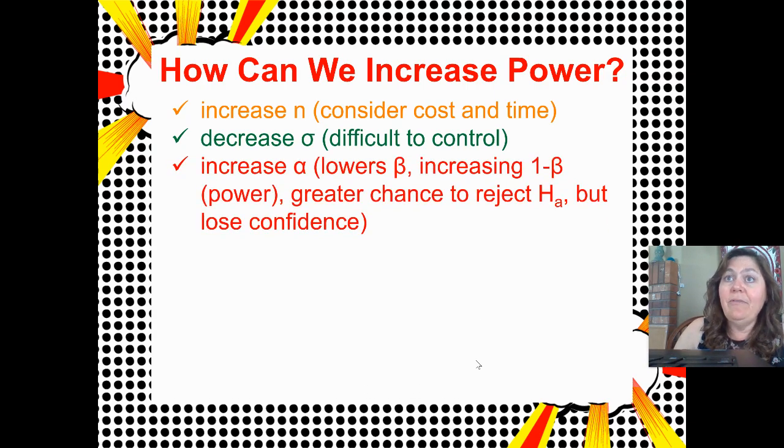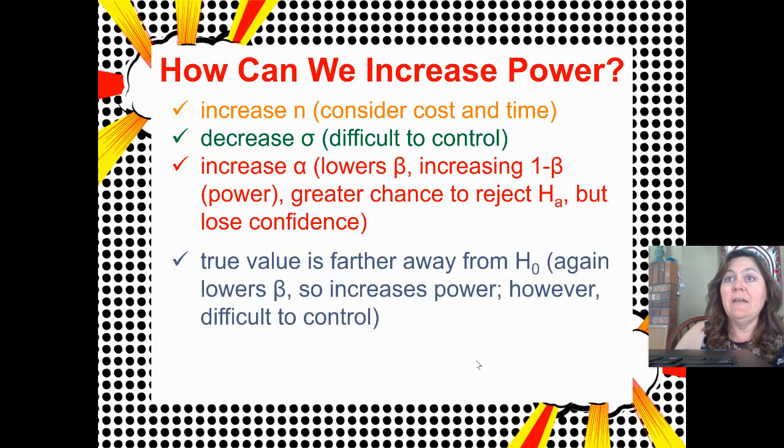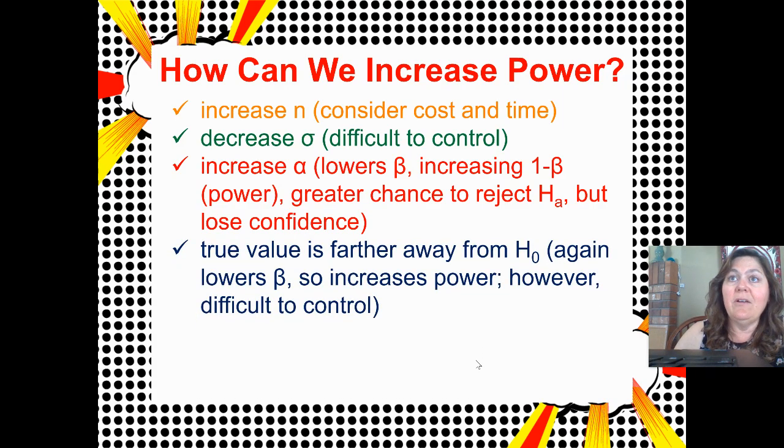We could also increase alpha, because if alpha increases, remember that will lower the beta. So that beta gets smaller, and then if beta is smaller, then 1 minus beta is going to get larger. Okay, this is crazy, so you might want to pause it and ponder this. But we have a greater chance of rejecting the null hypothesis there, but we're going to lose confidence, okay? Because we've increased alpha, our confidence level is now going down. And then, of course, the true value could be further away from our hypothesis. But again, that's very difficult to control.